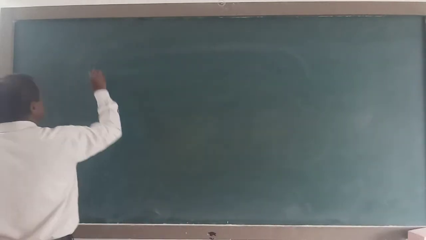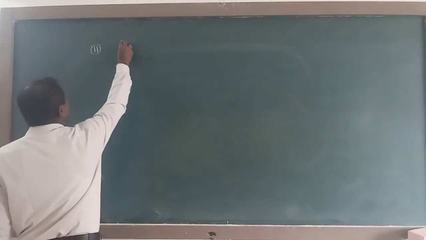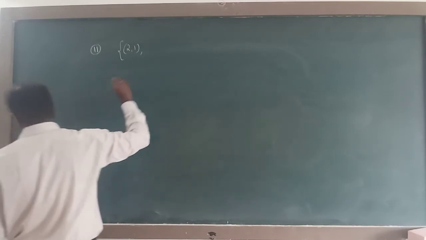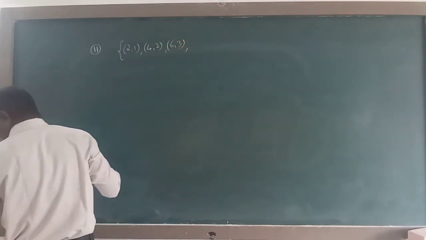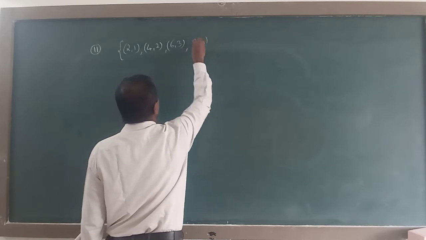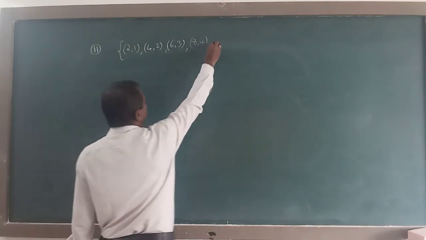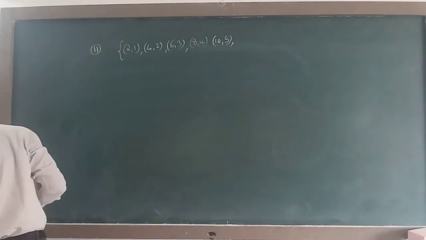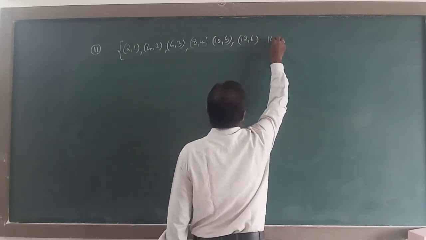Next is the second sub question: the ordered pairs (2, 1), (4, 2), (6, 3), (8, 4), (10, 5), (12, 6) and (14, 7).